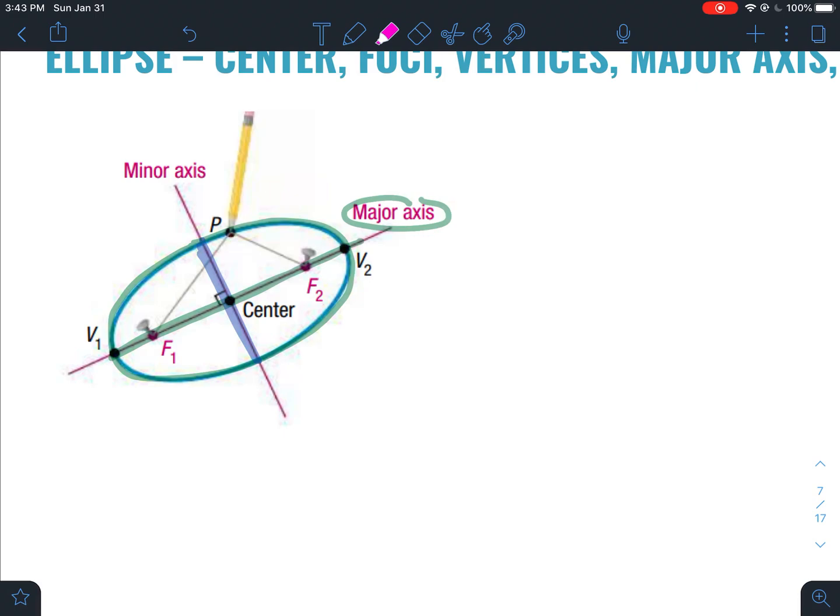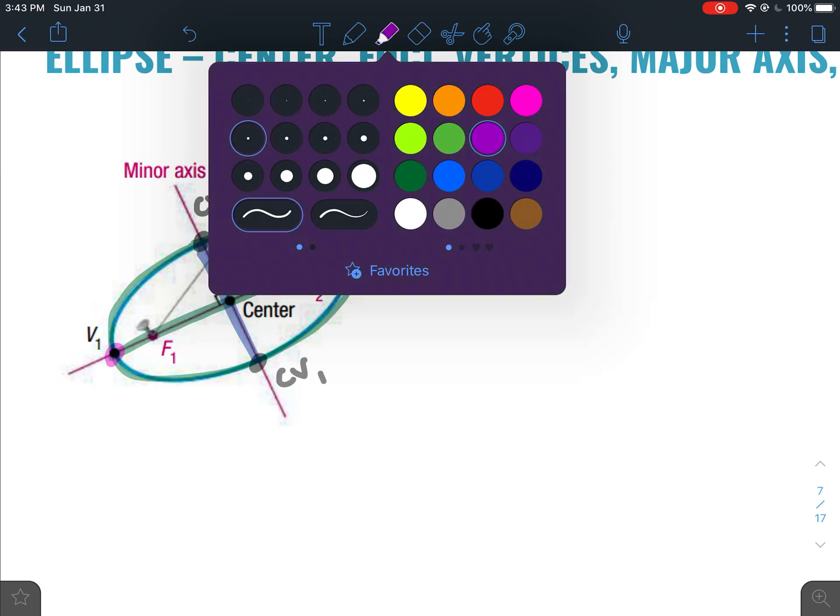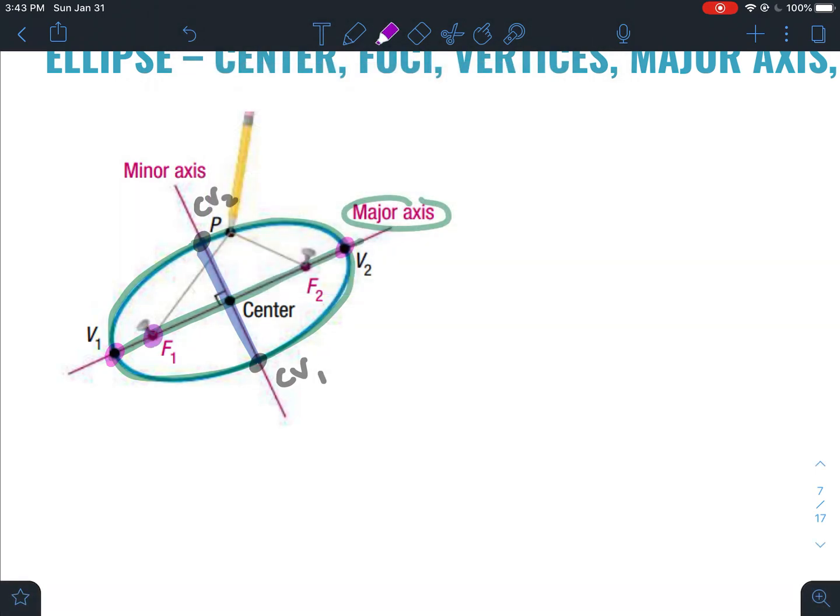And then you have the points that run along the major axis that form the endpoints of the ellipse. We call those the vertices. And then the 2 points that lie on the minor axis that also fall on the ellipse are called the co-vertices. So we can call those co-vertex 1 and co-vertex 2. And then within ellipses, you have two foci.